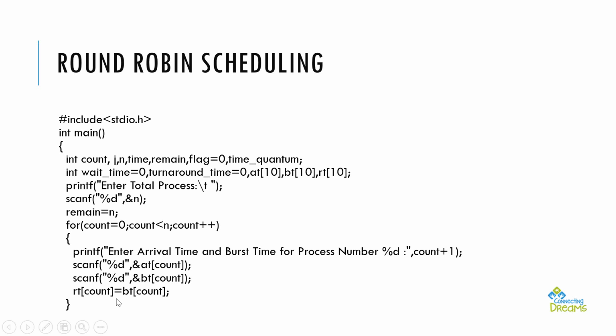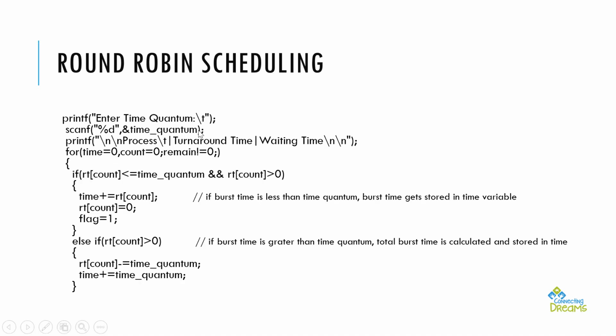We have also stored a copy of the BT array into the RT array. Here AT stands for arrival time and BT stands for burst time. In this section we are asking for the time quantum, and that time quantum will be stored in the variable time_quantum. Now here we have a for loop.